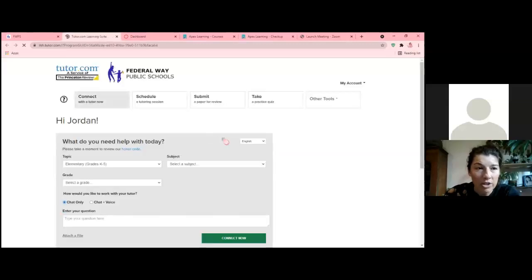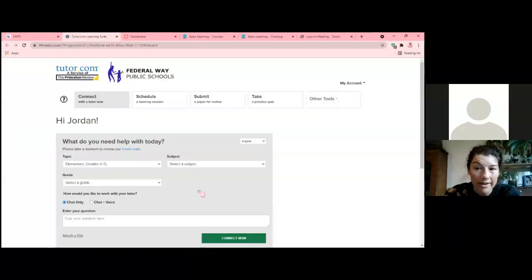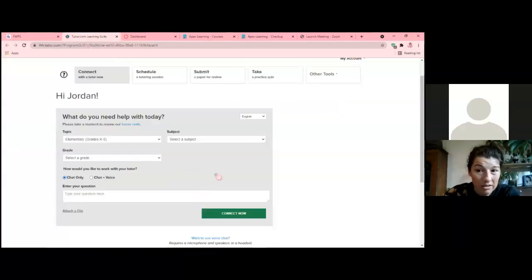Okay, can you go back to your launch page and show us what that icon looks like again? There we go. It's an orange icon with a T. Perfect. And when you click on it, did you have to log in or anything? No, it automatically logs you in.